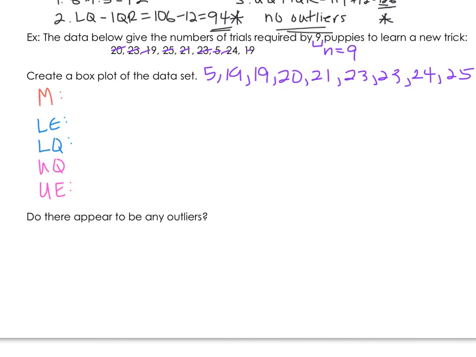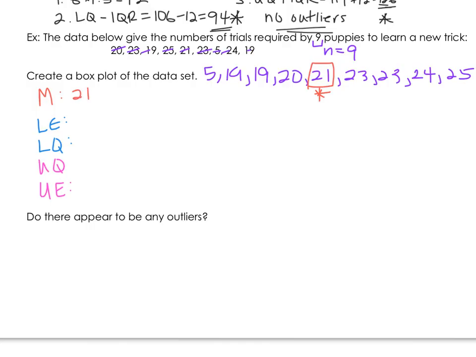Do you have all 9 data points represented? If so, let's move on. If not, pause the video and just verify that quickly. Now remember, the median is the middle number, and with an odd number of data points, we have a true median. 21 is the number right in the middle of all of our data. So 21 is the median.